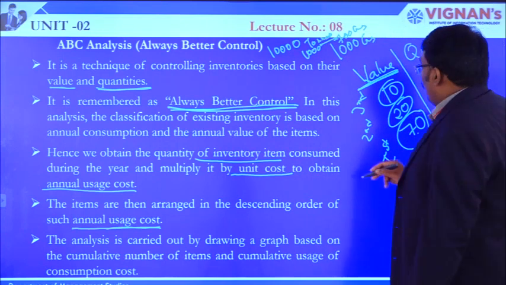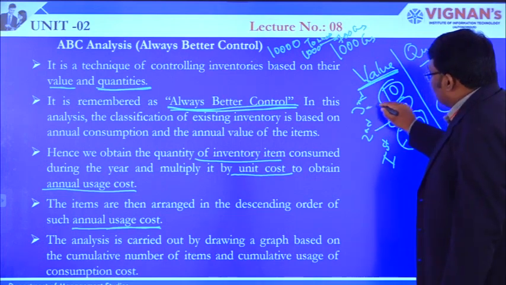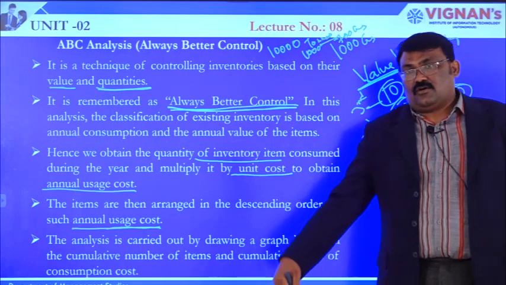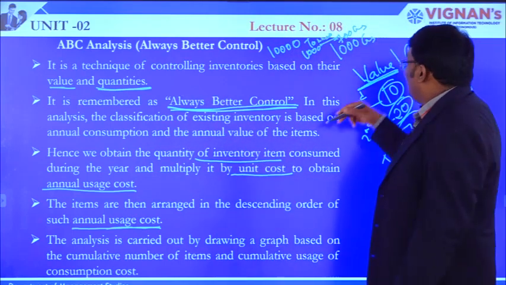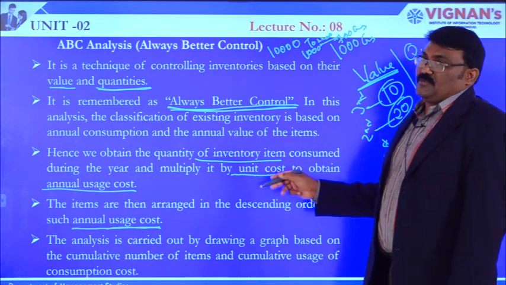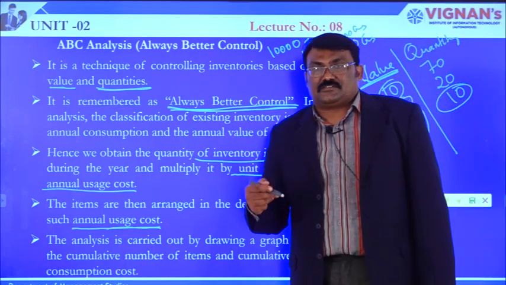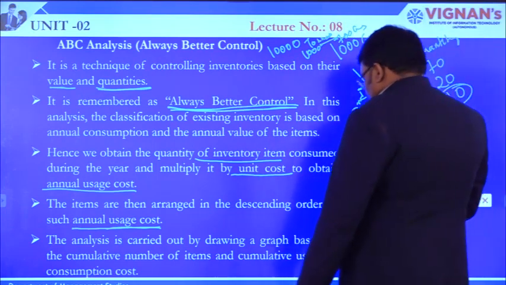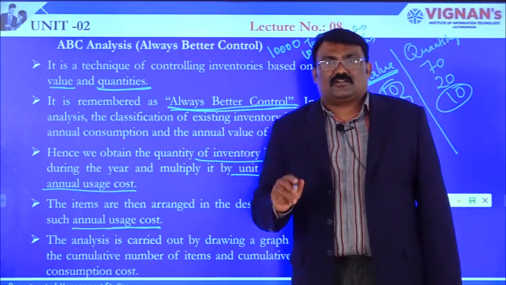Now, descending order means this is given the first priority, this is given the second priority, this is given the third priority. That means the value is in the descending order. This 70% cost, the consumption of the quantity in the form of a value, is given the first priority, 20% is given the second priority, and the remaining 10% is given the third priority.